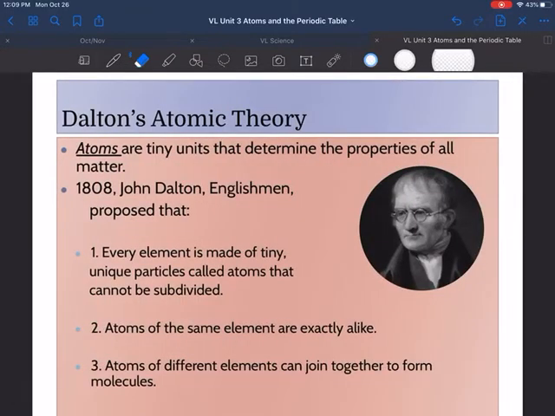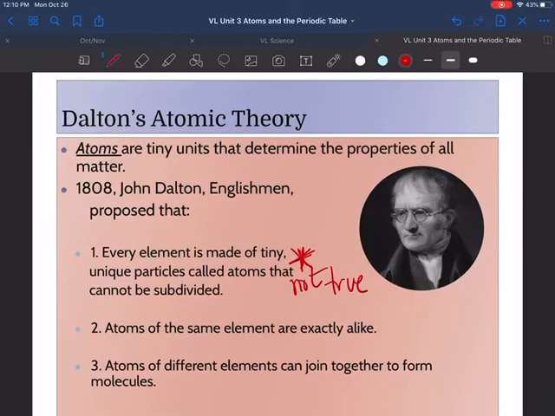All of this starts with a guy named Dalton, who proposed that all matter is made up of tiny unique particles called atoms that can't be subdivided. Here's the thing. We know now that this is not true. So what it meant at the time was that there were atoms and there was nothing smaller than atoms. Well, 200 years later, we know that there are things smaller than atoms, and atoms are made of protons, neutrons, and electrons. And in fact, those particles are made of smaller particles, but he was on to something.